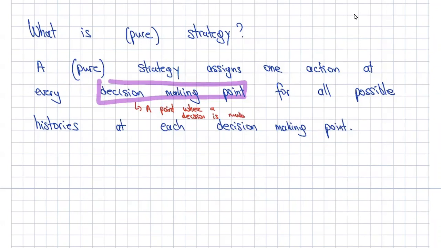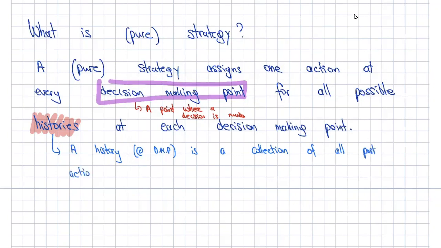And then the term that people also don't understand is, what is a history? What is a possible history? We need to define that. A history at the decision-making point is a collection of all past actions by each player.